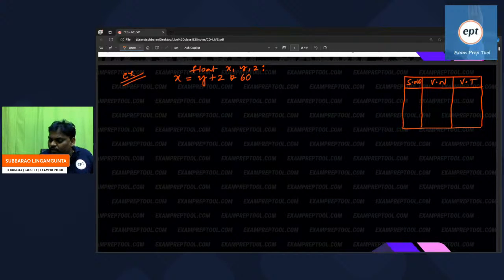So see this, everyone. One, variable is X, type float. Two, serial number two, variable name is Y, type is float. Next, variable name is Z, type is float. Now some people are asking, sir, what is the name of this table? It is the symbol table.